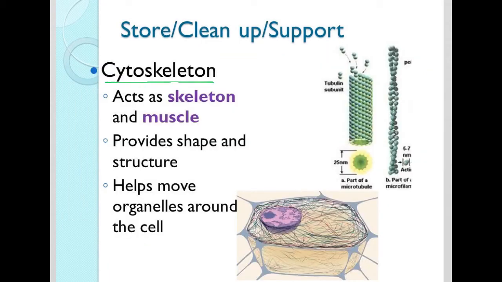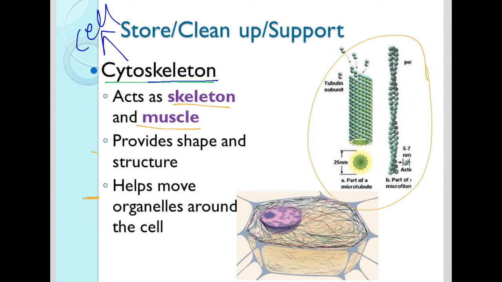The cytoskeleton, we can think about the words that we hear there. Cyto referring to the cell, just like we heard in cytoplasm, the cell's gelatin, and then skeleton. This is literally a cell's skeleton. It will act as the skeleton and the muscle of a cell. It'll provide its shape and structure, and it will also help organelles move around. They'll act like roadways within the cell. Now there are multiple different types of cytoskeleton that we will not be discussing for this class.